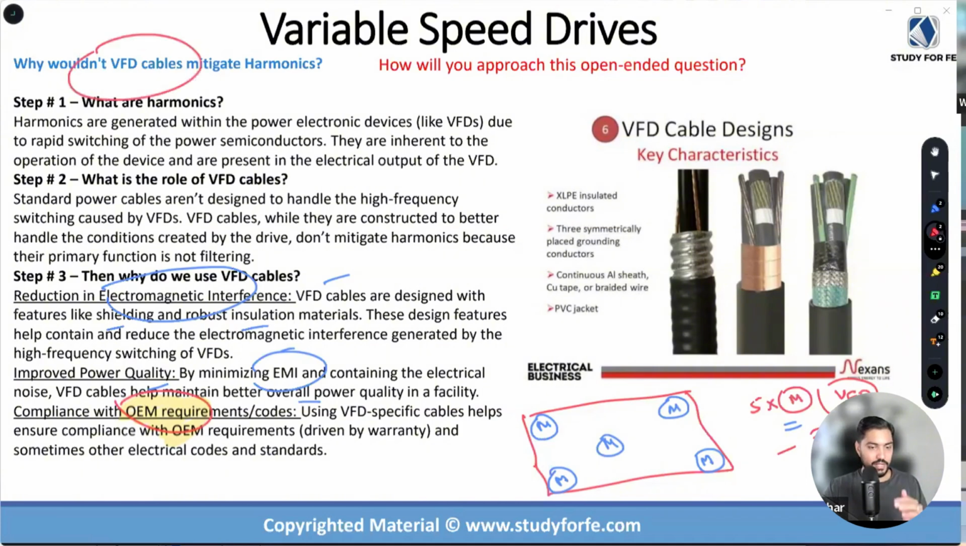Now, when you understand the reason why they are important and why they are used, that is just an extension, from an examination standpoint, of your understanding of VFDs and harmonics. So it is a very nice open-ended question, and hopefully you find this helpful as to how you should systematically approach these types of problems.